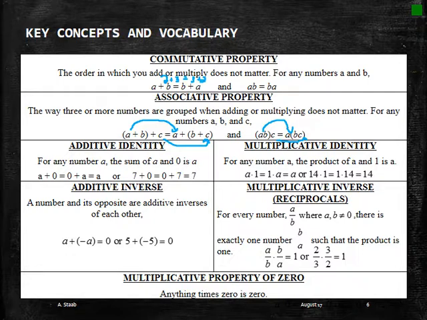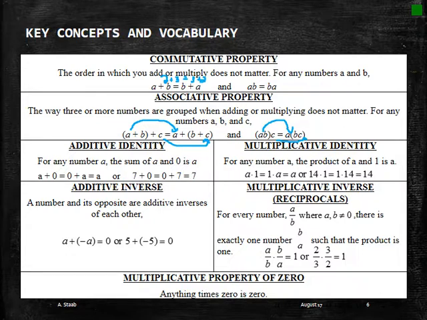Then we have the additive inverse. The inverse means opposite. So if I take a and I add its inverse, which is negative a, I get 0. So 5 and I add -5, I get 0.